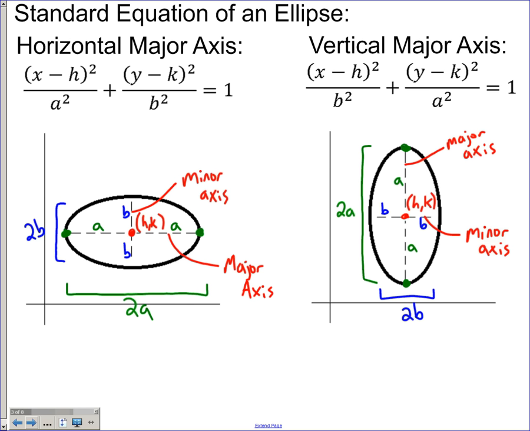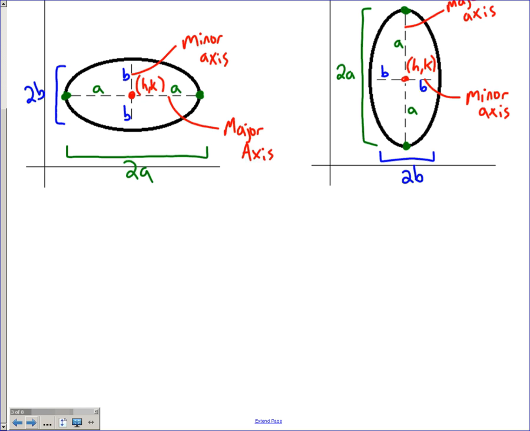Now let's notice, in both pictures, that a is always greater than b, and both of them have to be greater than 0, just so that we actually have a shape. If one of them was 0, it would just be a straight line. It doesn't make any sense, right? It wouldn't be an ellipse. The second thing I want you to notice is that a goes with our major axis. So if a is with x, it's horizontally oriented.